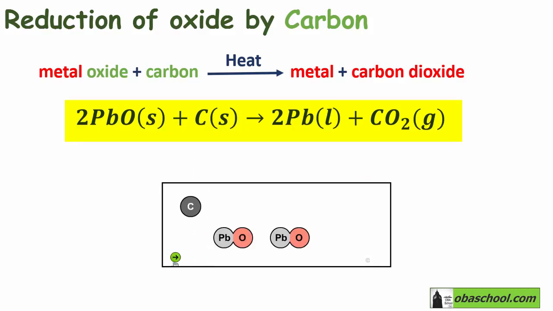So this animation shows how carbon will displace lead, where lead is a less reactive metal than carbon. So the products will be lead and carbon dioxide. And in this way, the pure metal lead is produced. So this is an example of the reduction of oxide by carbon. So carbon will remove the oxygen and this will produce carbon dioxide and lead.